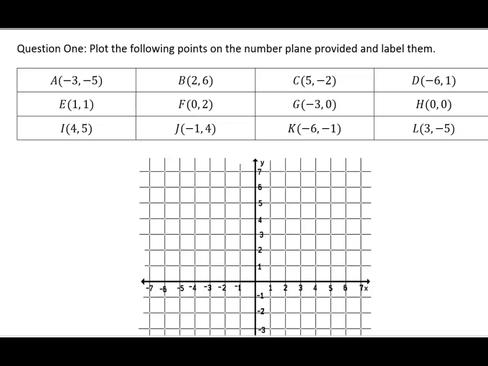Okay, so now you can go ahead and do your set 1 questions. Remember, when you're plotting points, we go across before we go up. So you're going to go across minus 3 and then down minus 5.